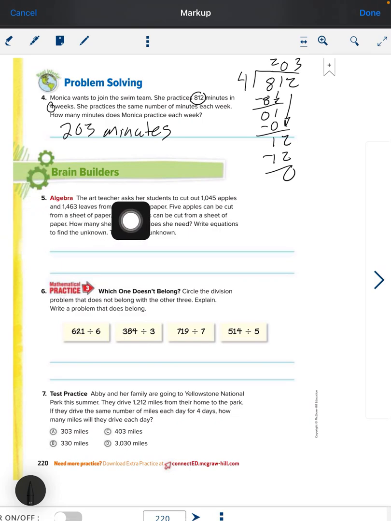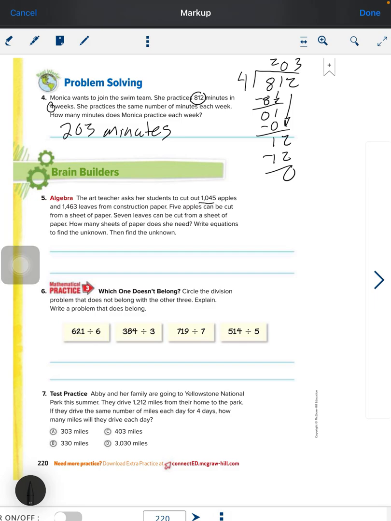Brain builder. Oof. Let's see how this works. The art teacher asks her students to cut out 1,045 apples. Wow, those are some great students. And 1,463 leaves from construction paper. 5 apples can be cut from a sheet of paper, and 7 leaves can be cut from a sheet of paper. How many sheets of paper does she need? Write equations to find the unknown, and then find the unknown.